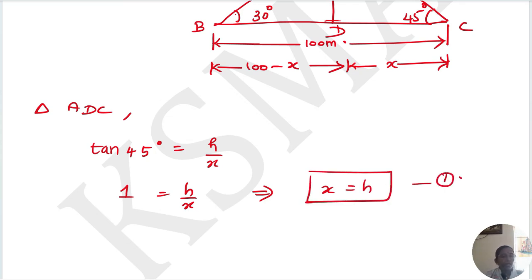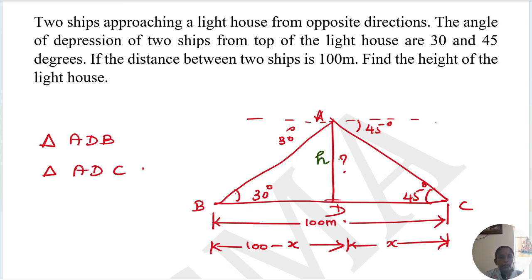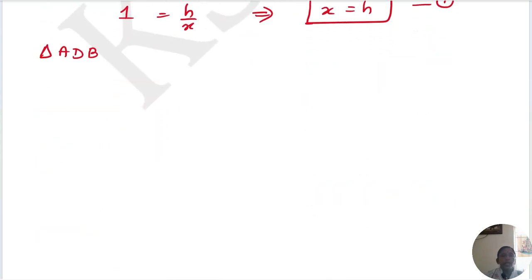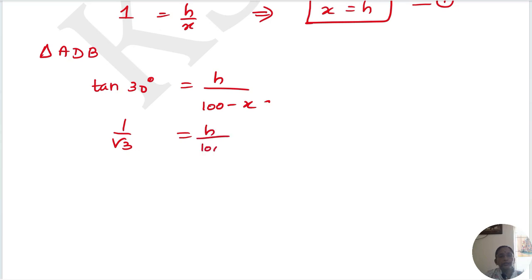And coming to the next triangle, triangle ADB. Look at your diagram, ADB. So tan 30 is equal to opposite side h, adjacent side 100 minus x, and tan 30 is 1 by root 3. So do your cross multiplication and solve for your data.